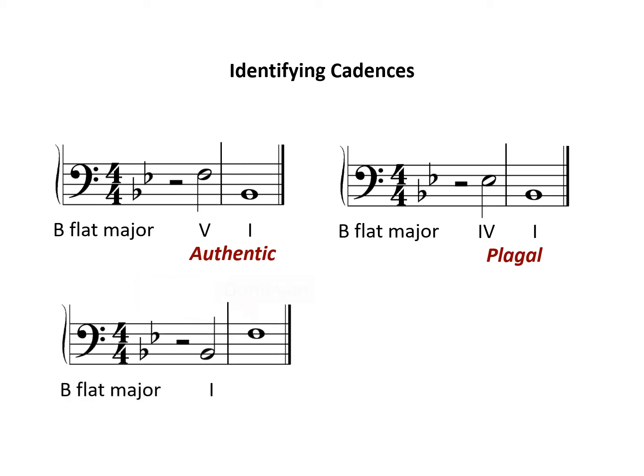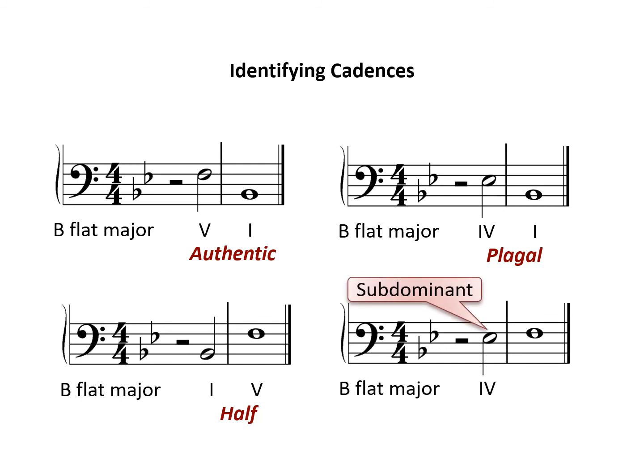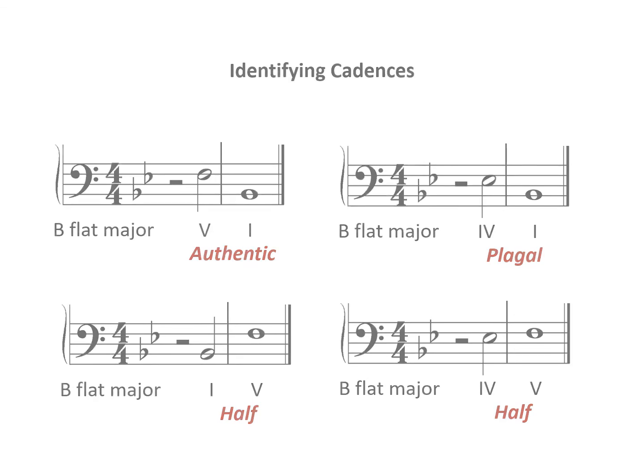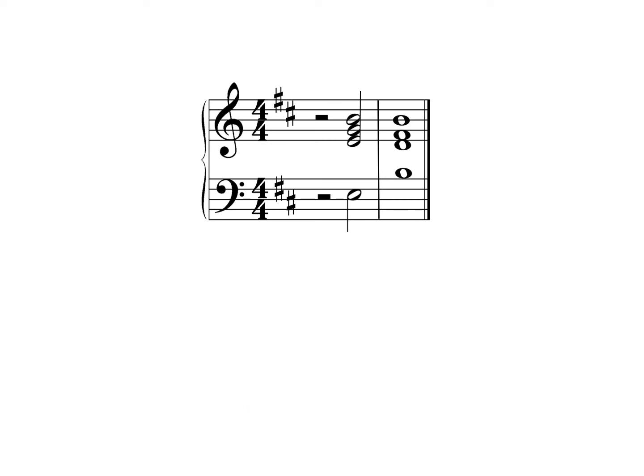Next, a tonic and dominant, which indicates a half cadence. And finally, a subdominant and dominant for another half cadence. Occasionally, the key is not obvious, which makes it hard to identify the scale degree of the bass notes.